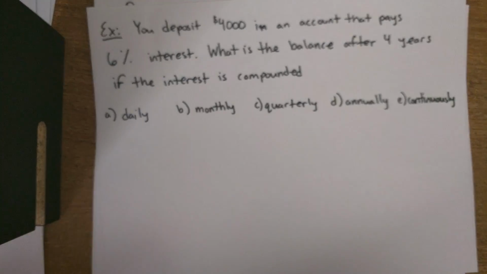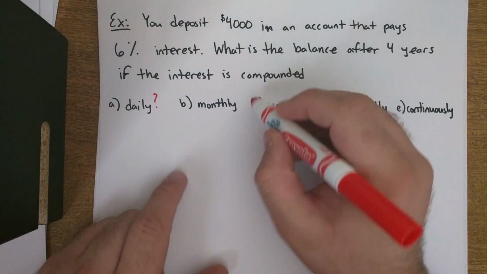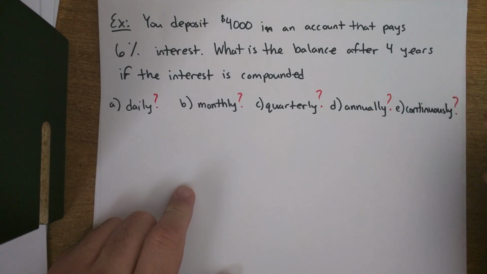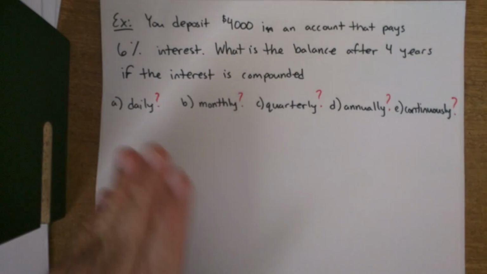Okay, so we're going to go ahead and do this problem. You deposit $4,000 in an account that pays 6% interest. What is the balance after 4 years if the interest is compounded daily, monthly, quarterly, annually, and continuously? All right, so we're going to do all 5 of these.